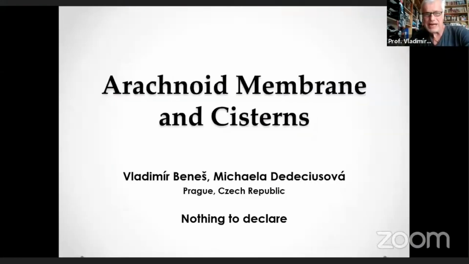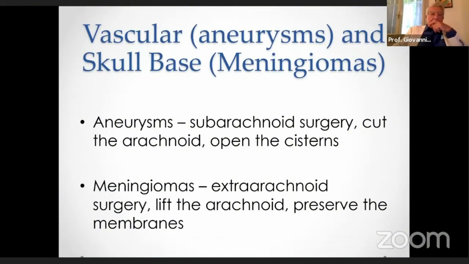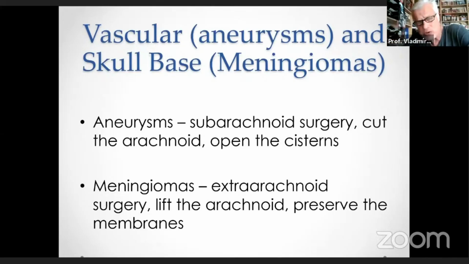And let me talk about the arachnoid membrane and cisterns and its importance, especially in meningioma surgery. The beginning of the lecture will be the same as the last time when I gave a similar lecture. There are two main topics and two main spaces where we operate. It's in vasculars, read aneurysms. In this case, we are in subarachnoid space and we cut the arachnoid and we open the cisterns.